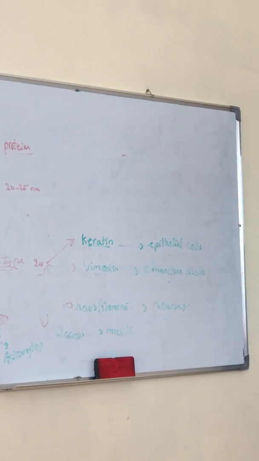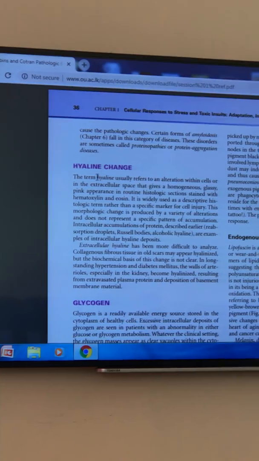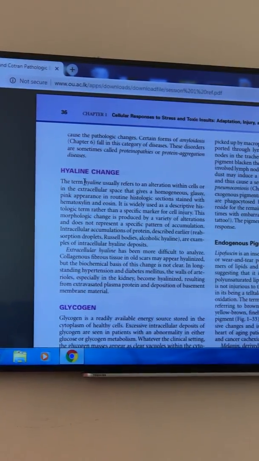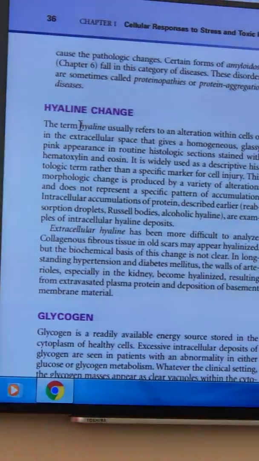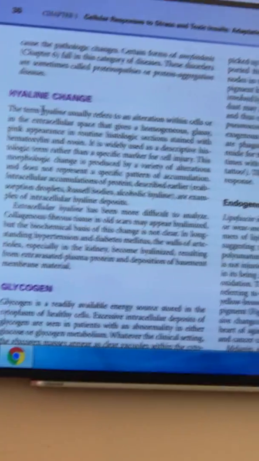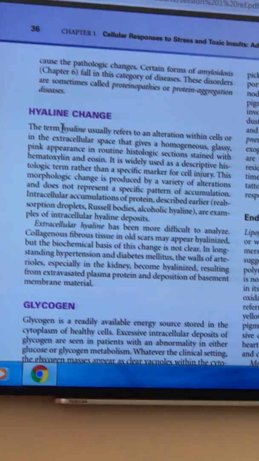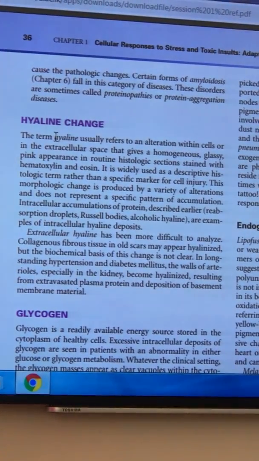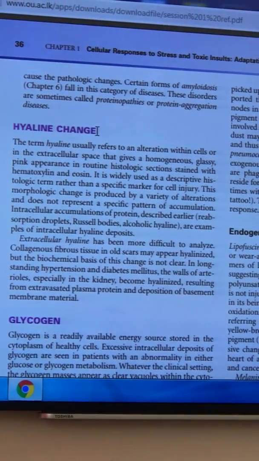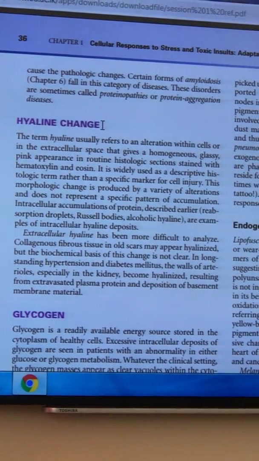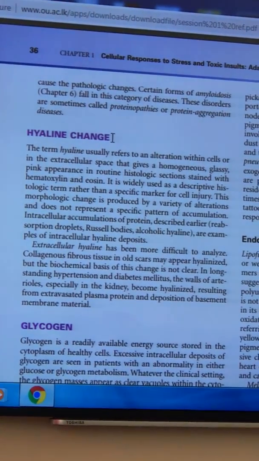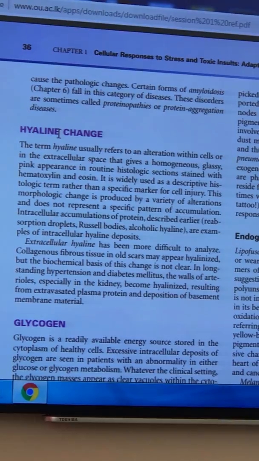The term hyaline change does not show a specific type of accumulation. If under the microscope we see pinkish homogeneous material, we say that there is hyaline change. It can be protein, it can be carbohydrate or whatever. So it's a non-specific definition. For example, in fibrinoid necrosis, the hyaline change around the vessel is due to extravasation of plasma protein. So in that case, it is protein.